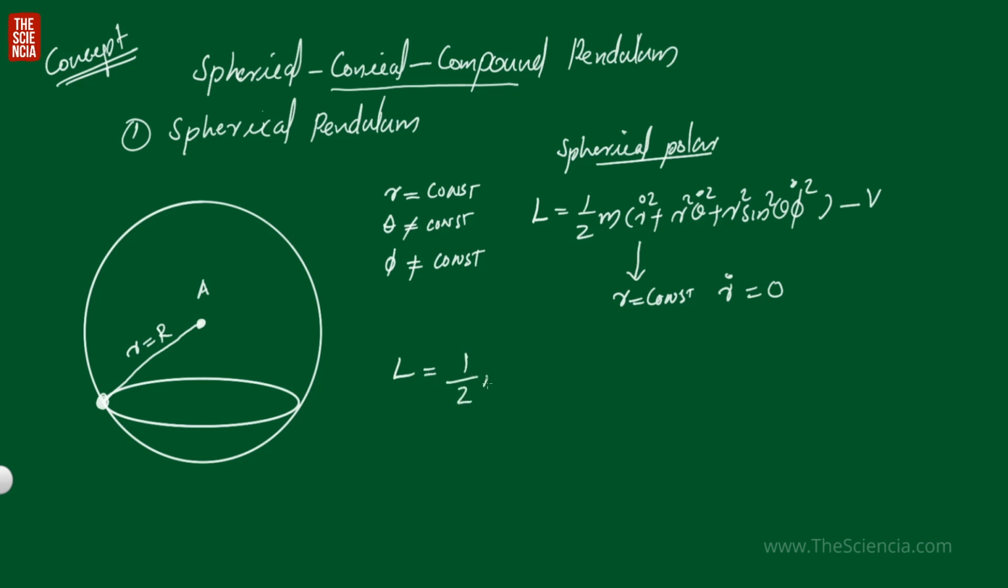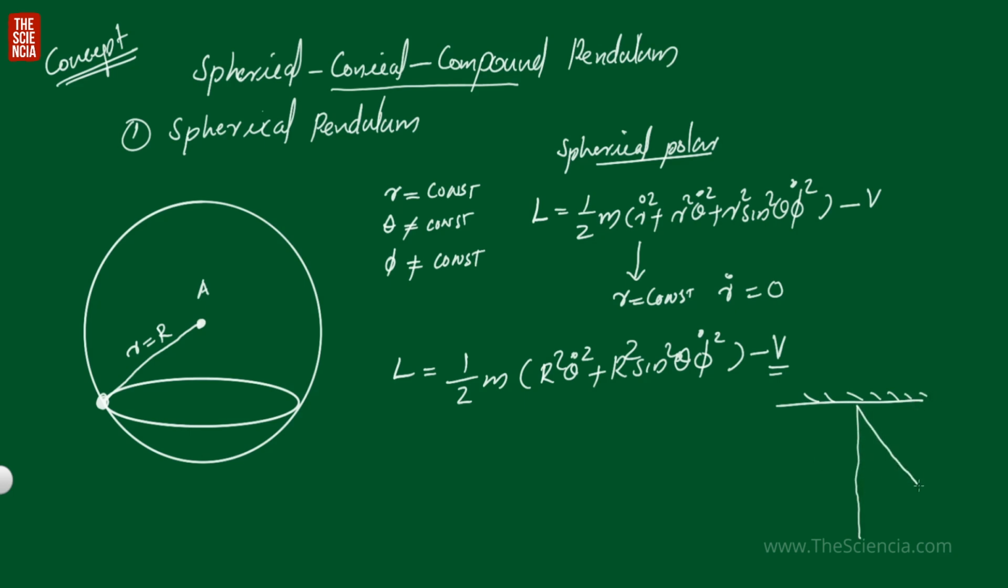It will be 1 by 2m. Here I am taking this r as capital R, so it is r square theta dot square plus r square sine square theta phi dot square minus v. And here what is this v value? See, this is our spherical pendulum. Mass m, and it can rotate like this. That is, here its theta value is varying, so after some time the bob will be here, so its phi value is varying, and here this theta value is also varying.